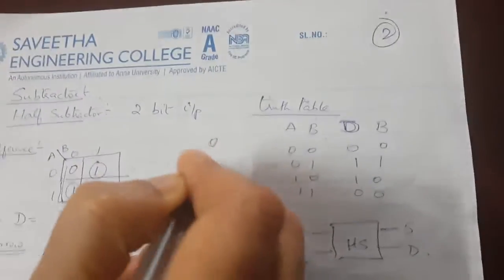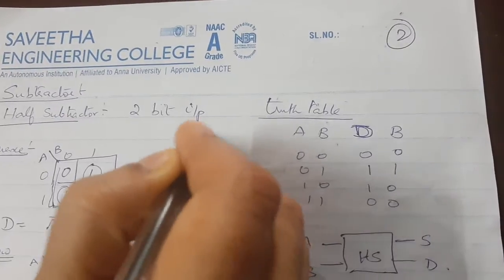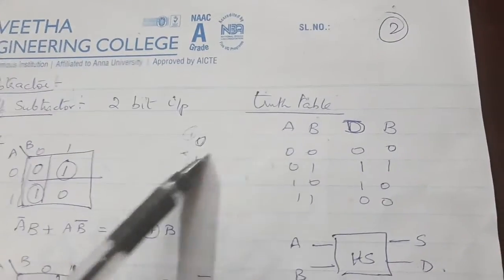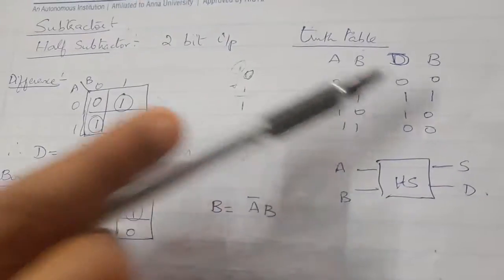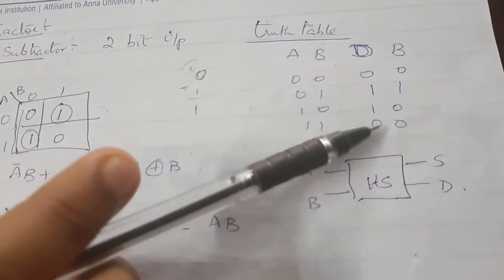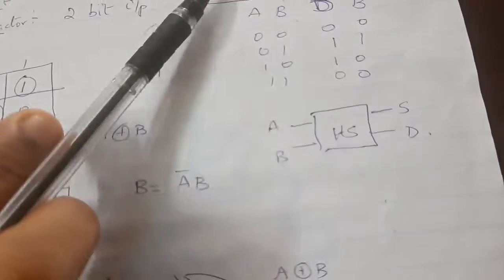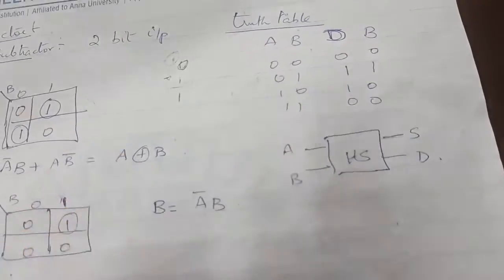It cannot be subtracted directly, so you will make a borrow here. And the difference is 10 minus 1, the answer is 1. Therefore you will get 1 1. For 1 0, if you subtract, you can do it directly. Therefore difference is 0, borrow is 0. For 1 1, difference is 0, borrow 0.